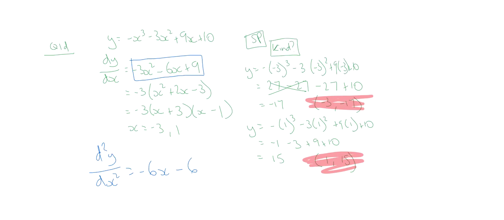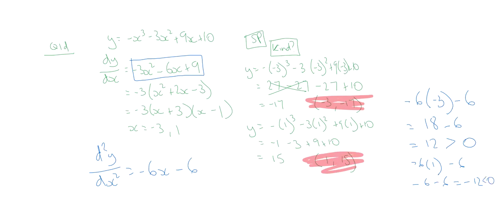So I have negative 6 times negative 3 minus 6. So I end up with 18 minus 6, which gives me 12. So 12 is clearly greater than 0. Let's do it with 1. So I have negative 6 times 1 minus 6. So I've got negative 6 minus 6, which is negative 12. Okay, and negative 12 is clearly less than 0.